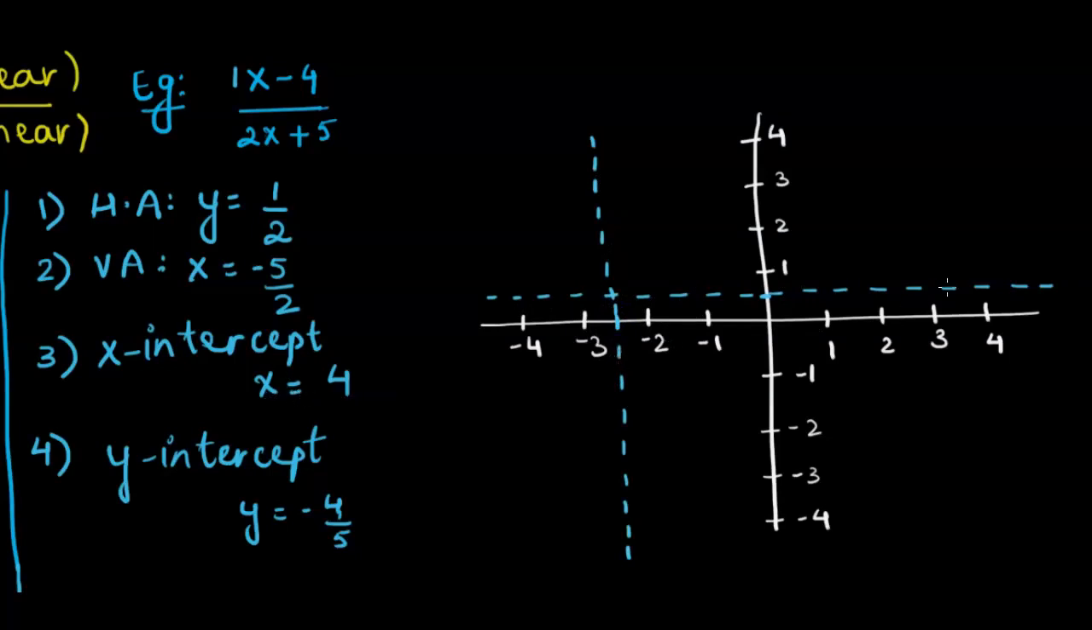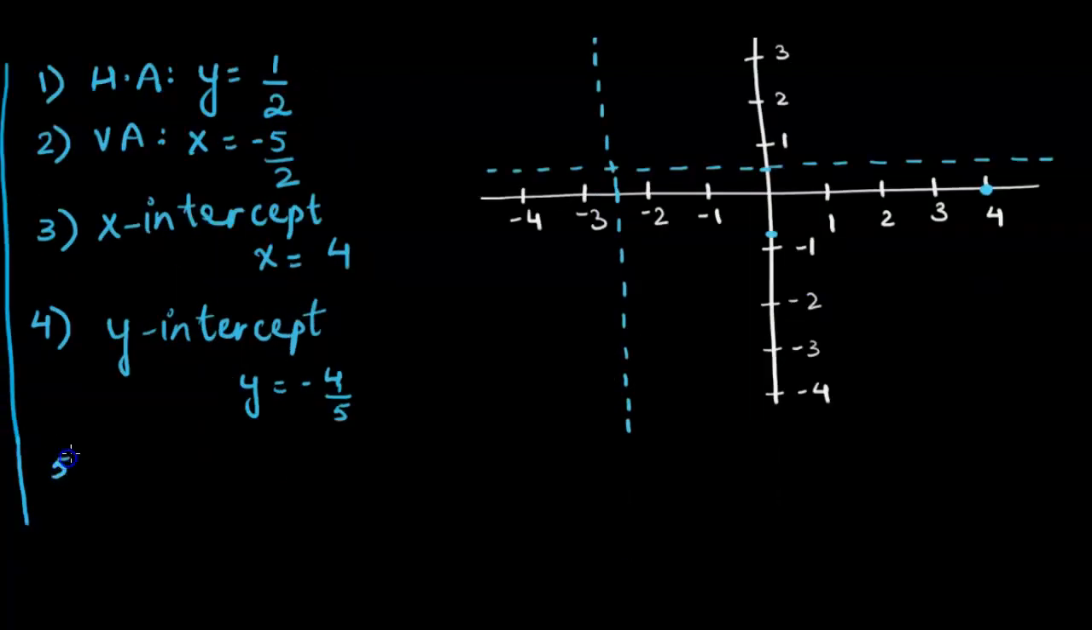The x-intercept is x equal to 4, that is this point. The y-intercept is y equal to negative 4 over 5, that is negative 0.8. That would be somewhere here. Since we know these types of graphs are symmetrical, and the graph has to cross through these two points, the graph should go somewhat like this, and the other side should be like this in order to be symmetrical. But to be more specific, we will complete step 5 and step 6.